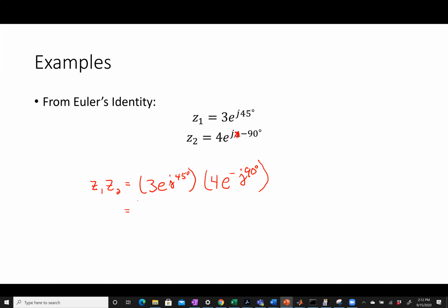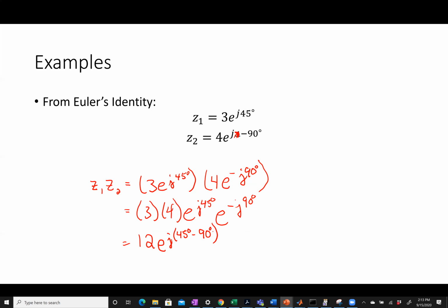Why don't we just do it like this? I have 3 times 4 times e to the j 45 degrees times e to the negative j 90 degrees. What's the magnitude of that whole thing now? 12, just 3 times 4. How do I figure out the angle? Well, I have an exponential. This looks like e to the a times e to the b, which becomes e to the a plus b. So I get 12 times e to the j 45 degrees minus 90 degrees, which becomes minus 45 degrees.